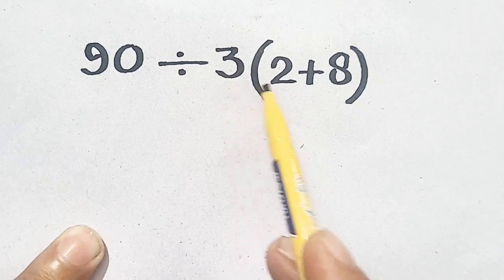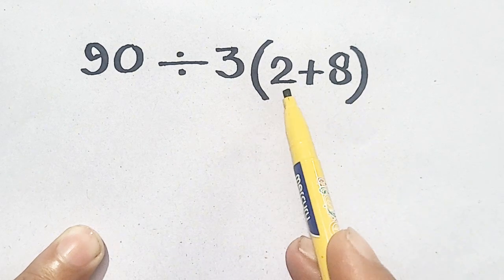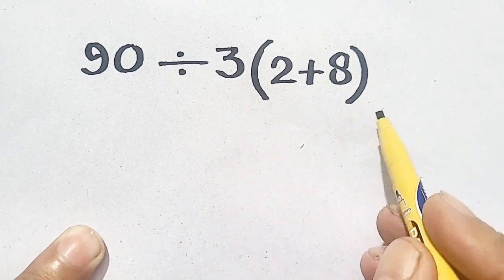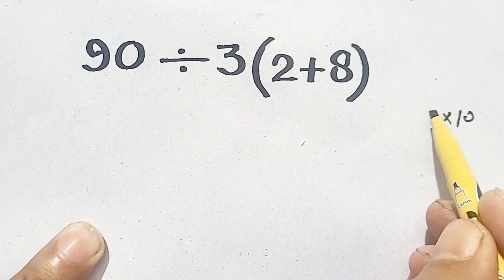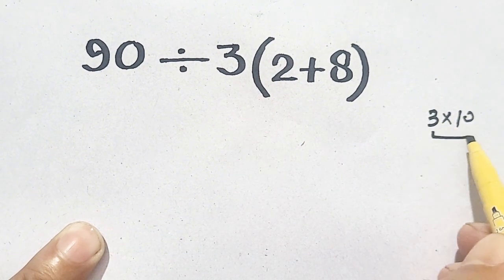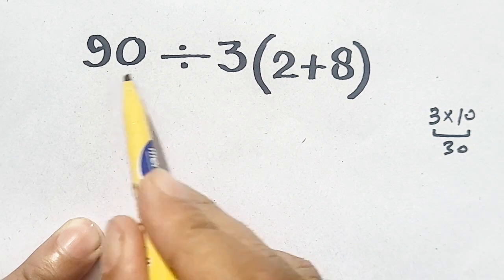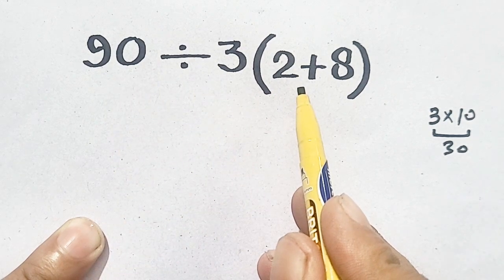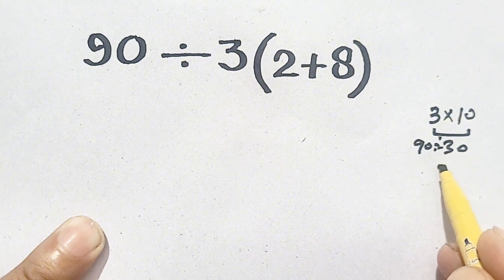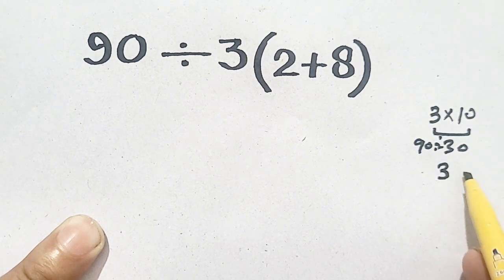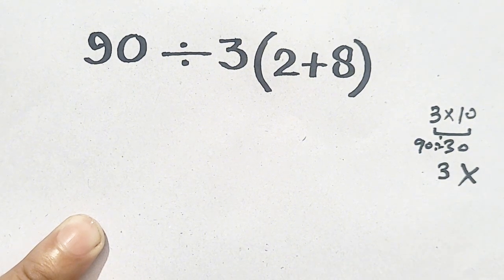We have a question: 90 divided by 3 times (2 plus 8). 2 plus 8, is it 10? And here it is 3, so it will become 30. 90 divided by 30 will be equal to 3. But remember that 3 is not the answer.